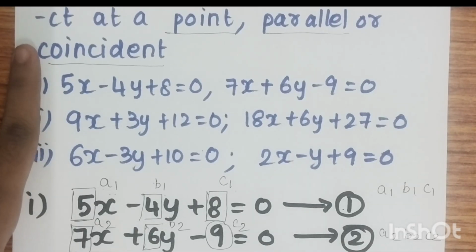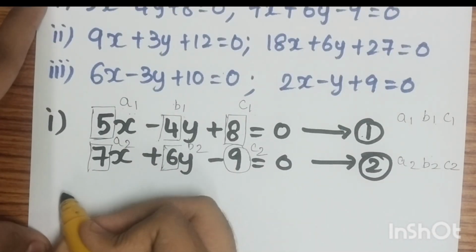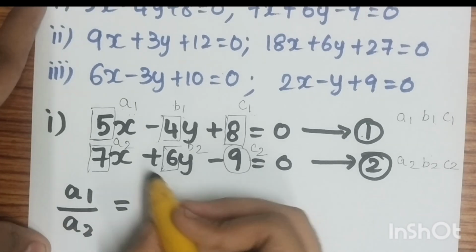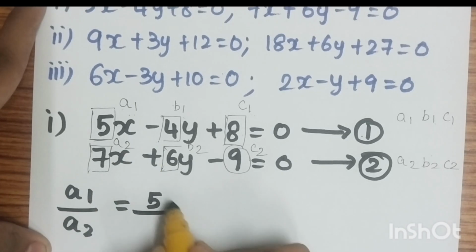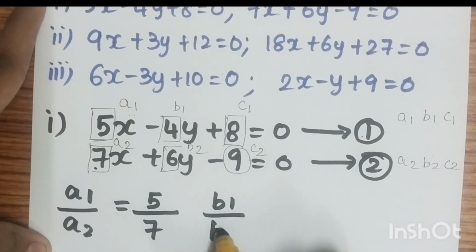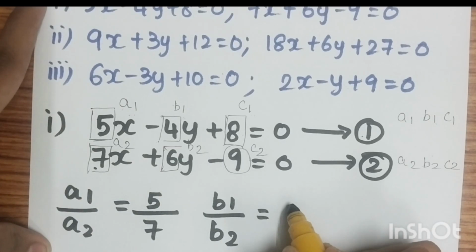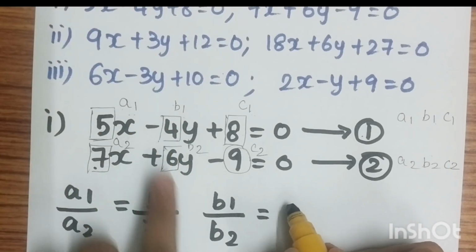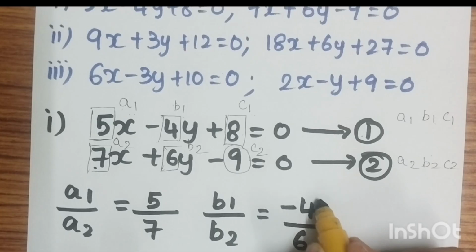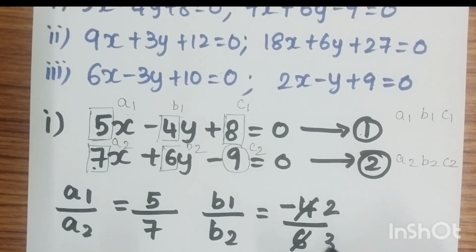First I'll write a1 by a2. What is my a1? a1 is 5 and a2 is 7. And b1 by b2. What is my b1? It is minus 4, with the sign we have to calculate. Minus 4 by plus 6. If I cancel, I'll be getting minus 2 by 3. And for c1 and c2, it is minus 8 by 9.